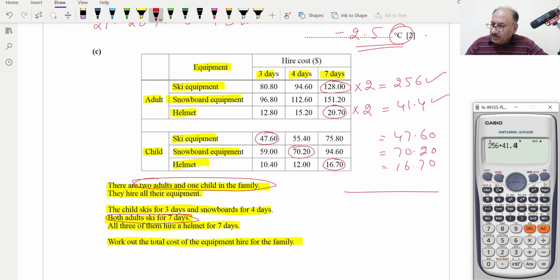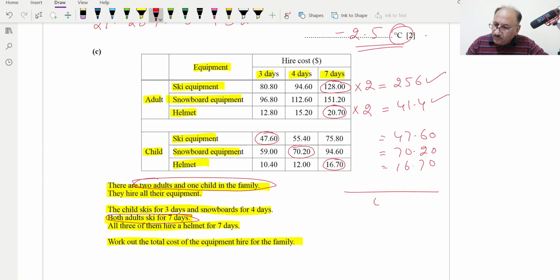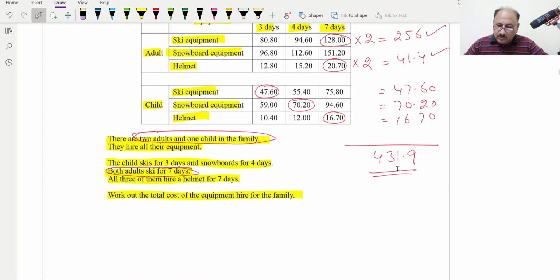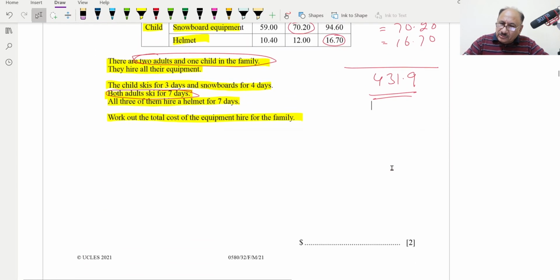If we add all these amounts, 41.4 plus 47.60 plus 70.20 plus 16.70, this will be 431.9. This will be the total amount, which is in dollars. So we can write over here $431.9. 2 mark question. This is done.